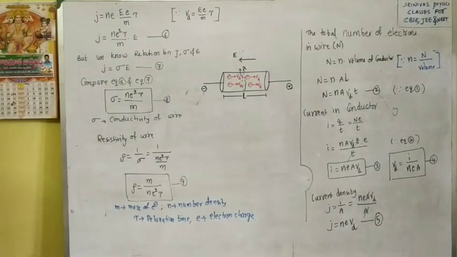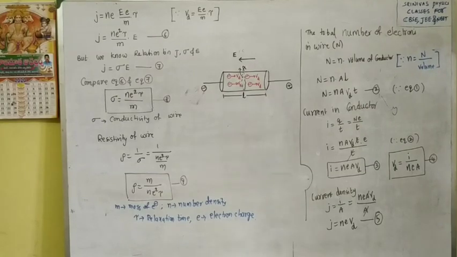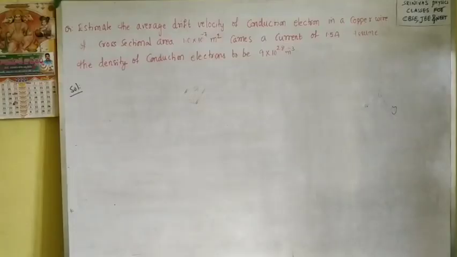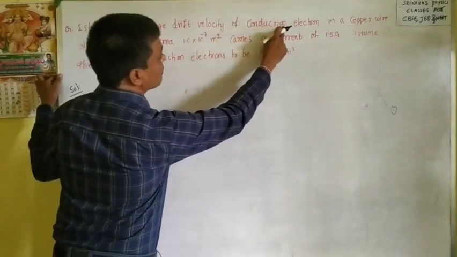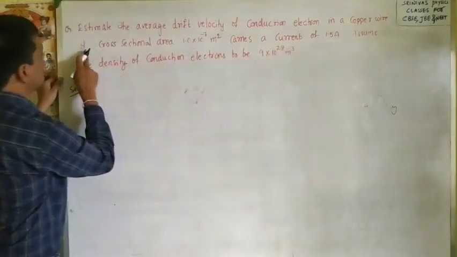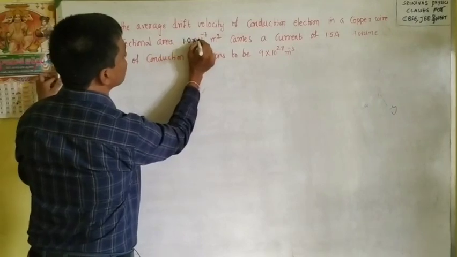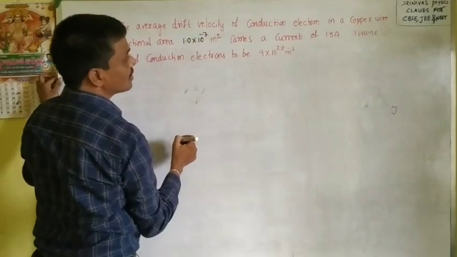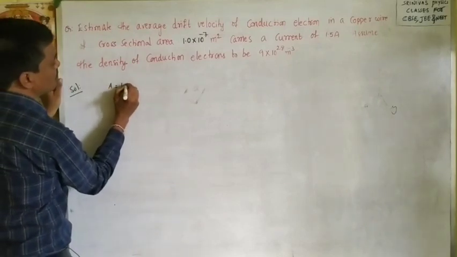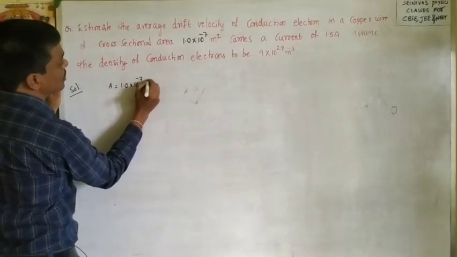And now let us discuss one problem based on this. Take the screenshot. I am going to erase everything, and after that I will start the problem. Look here, this is our question. What are they asking, what did they give in our question? Estimate the average drift velocity of conduction electrons in a copper wire of cross-sectional area 1.0 into 10 to the power of minus 7 meter square. The area of cross-section they gave us is 1.0 into 10 to the power of minus 7 meter square.